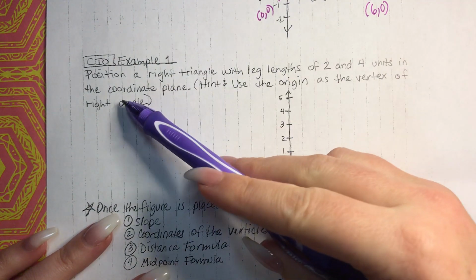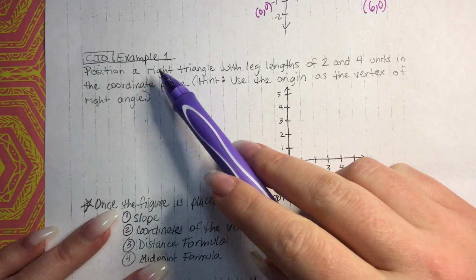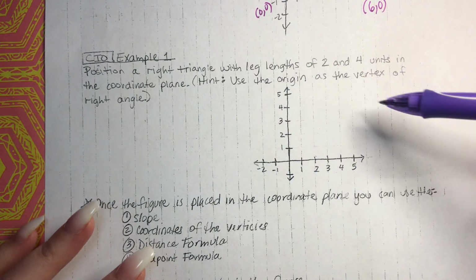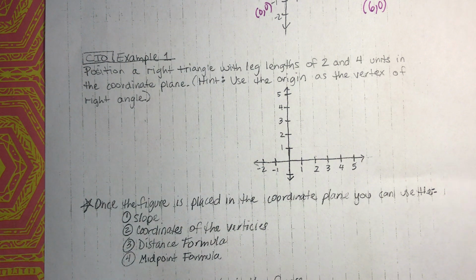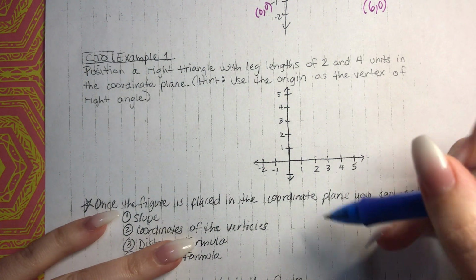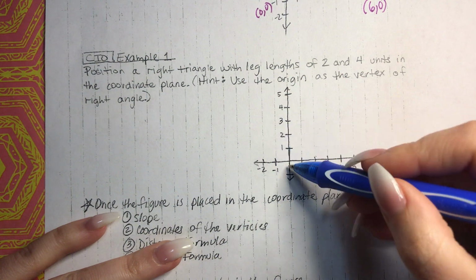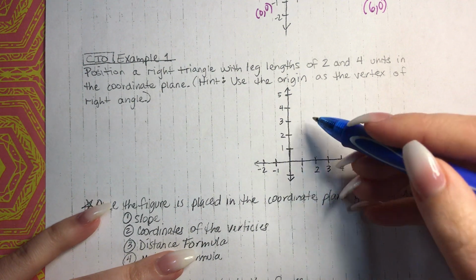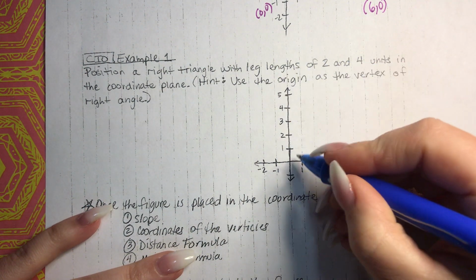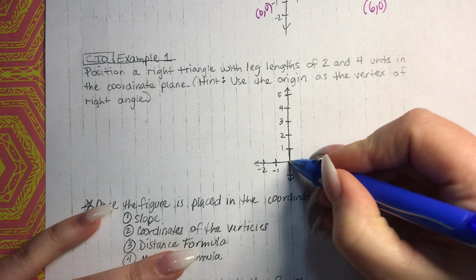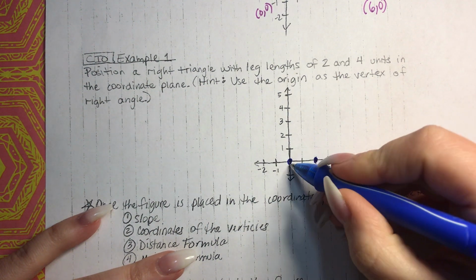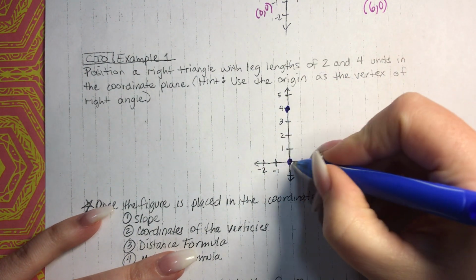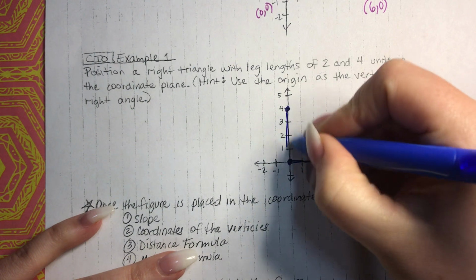It says, checking out example 1, position a right triangle with lengths of 2 and 4 units in the coordinate plane. Hint, use the origin as the vertex of the right angle. So in this one, we're going to use that vertex because the x and the y axis just naturally makes a right triangle. So, a right angle. So that's what I'm going to use. So one length is going to be 2 units. I'm going to have the origin as a vertex, right? Then we're going to have a length that's 2 units and a length that's 4 units. And then you just make your triangle.